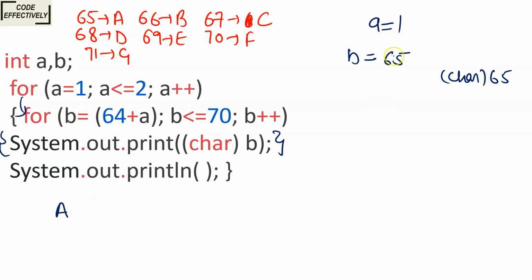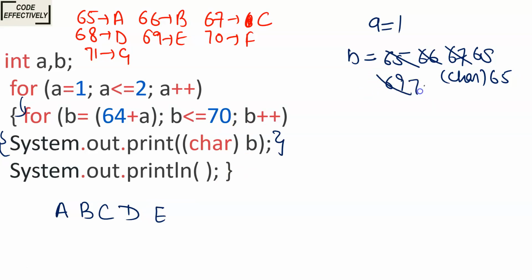Again, the value of B will be incremented. It will be 66. It will check 66 is less than 70. Condition true. Char of 66 is B. That's why I wrote the ASCII codes here. So it will be B. Again, it will be 67. 67 ASCII code is C. C will be printed. Then 68, that is D. D will be printed. And then 69. 69 is E. So E will be printed. And then for sure 70 will also be printed, because it is given less than or equal to. So the condition is true and F is printed.